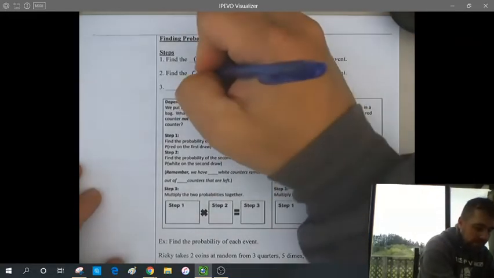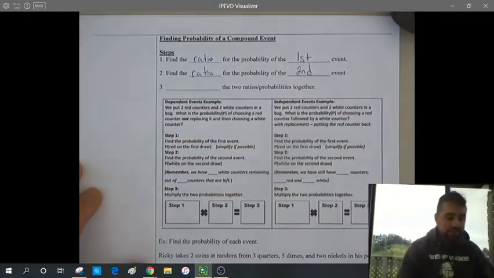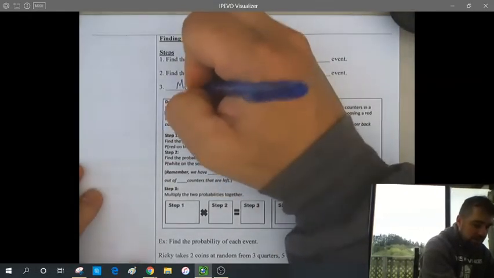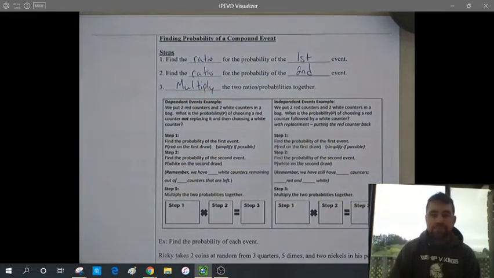Find the ratio, again, for the probability of the second event. And then simply multiply the two ratios or probabilities together. Now, if you have more than just two events happening in the compound event, if there were 3 or 4 or 5 or 6 or however many, we just continue to multiply those together.